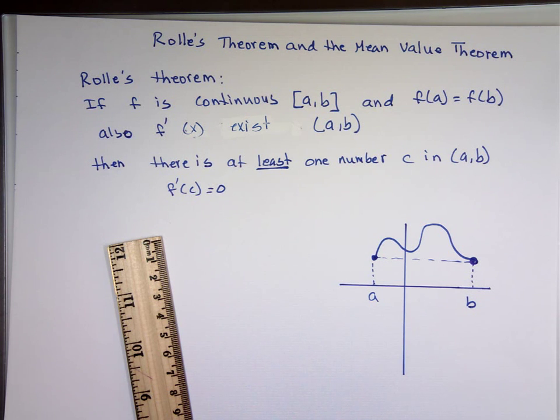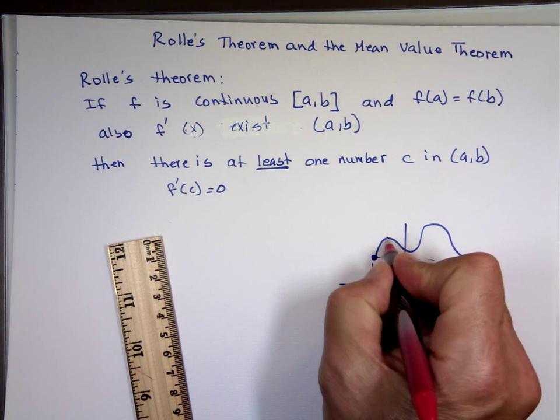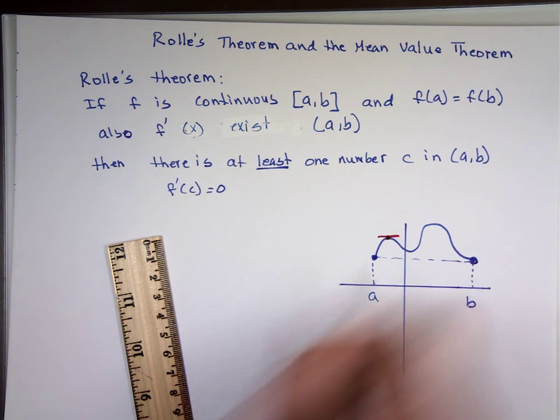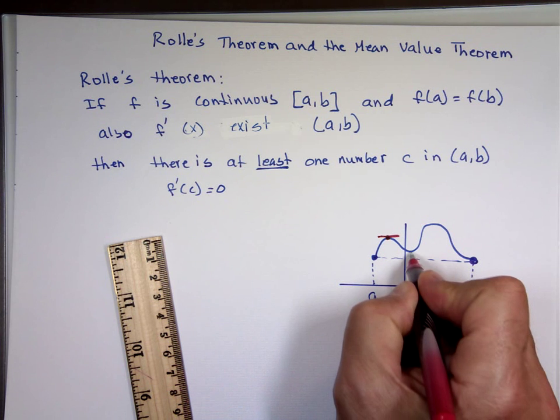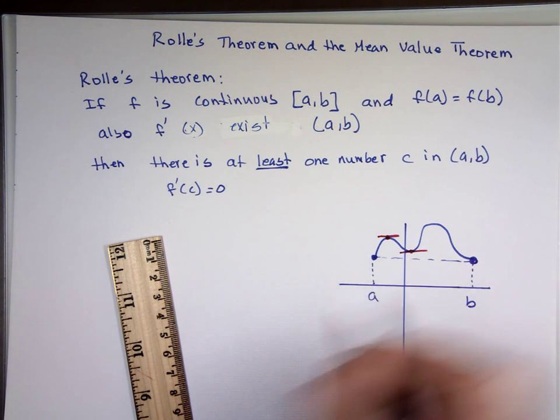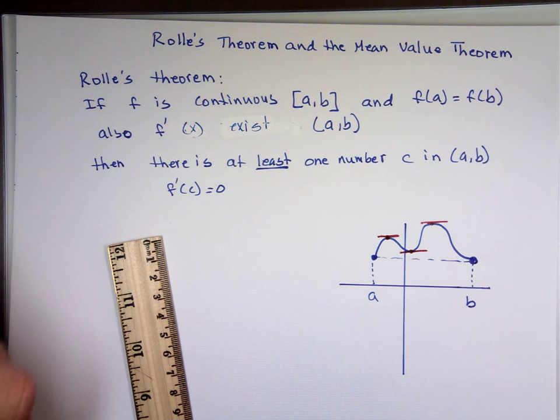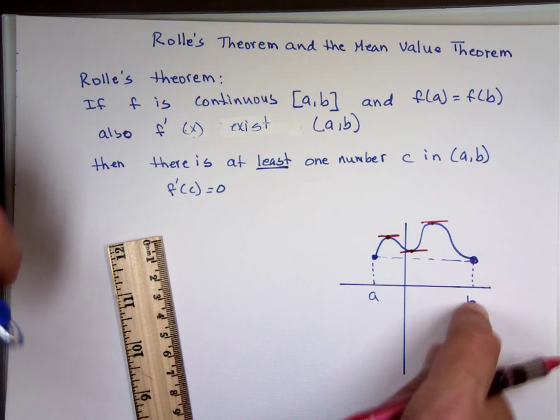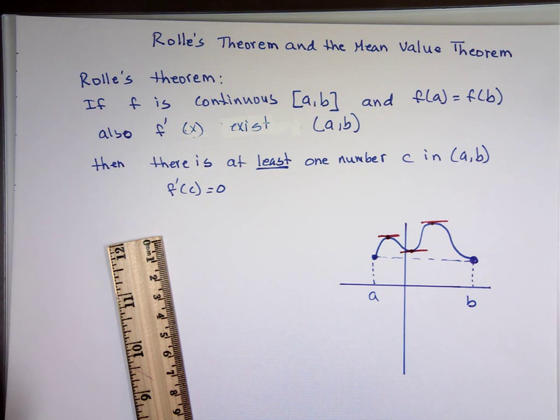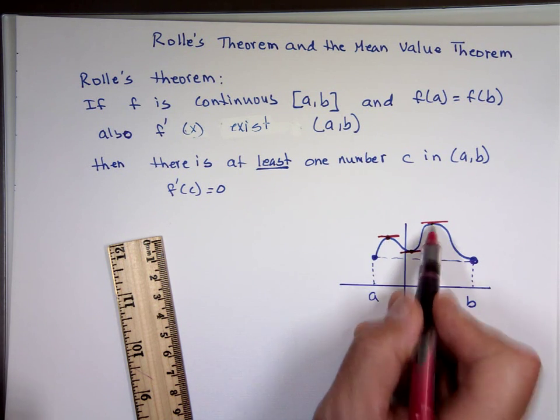In this picture, I can see 3 of them. This is one of them, where the derivative is 0. Remember, the derivative is the slope of the tangent line. This is another one, and this is a third one. There has to be at least one point between A and B where the derivative at that point is 0. Again, this is called what? Max and min.